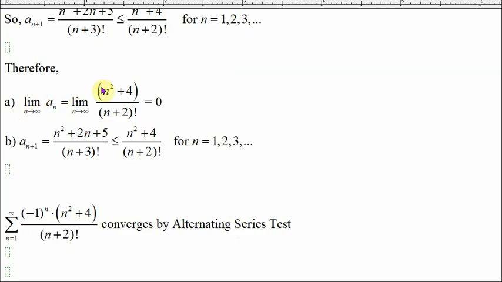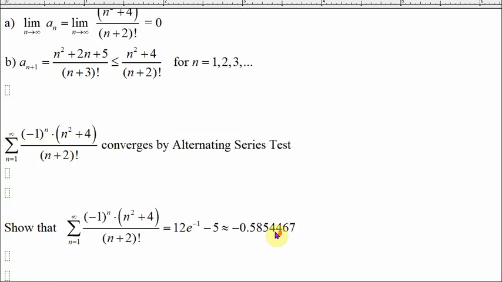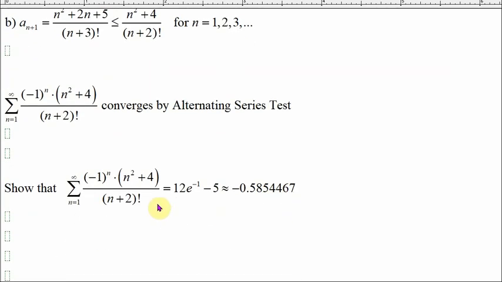So we have just shown that these two conditions right here are met, and therefore the infinite series, this alternating series, converges by the alternating series test. And now let's show that the alternating series converges to 12e to the negative 1 minus 5.